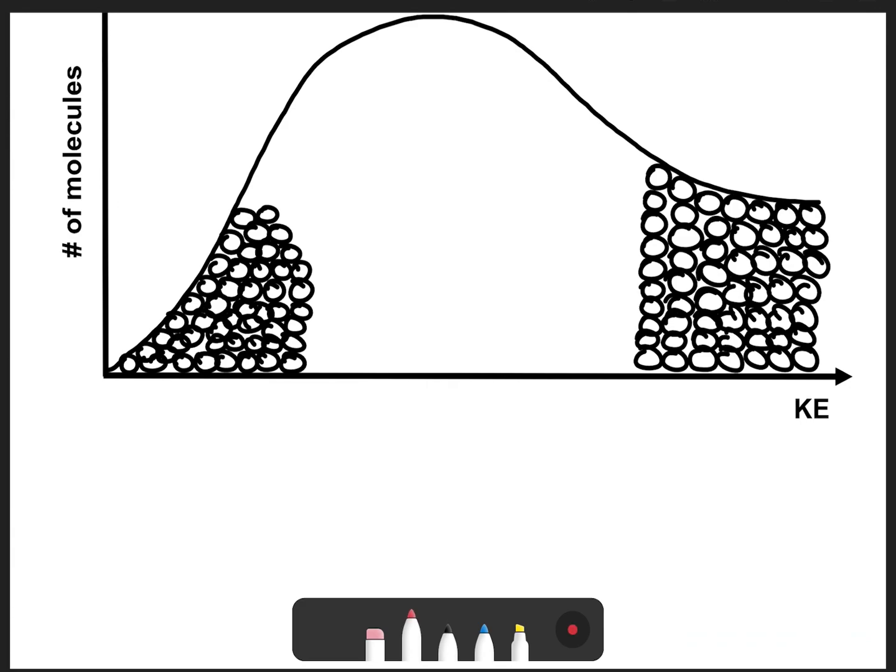So the molecules on the left-hand side of the distribution are moving with a low kinetic energy, and since they have a very low kinetic energy, they would be moving very slowly. The molecules to the right side of the distribution would be moving with a high kinetic energy, and therefore would be moving fast.